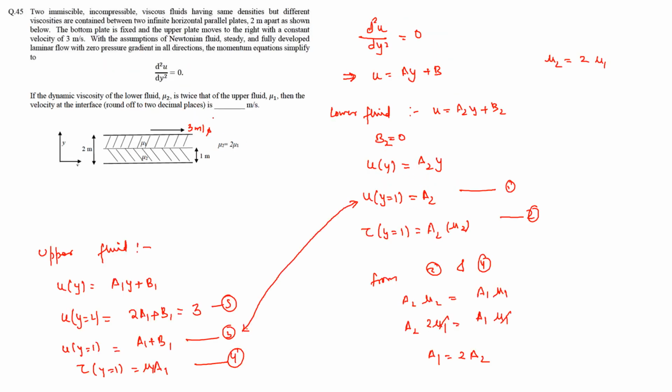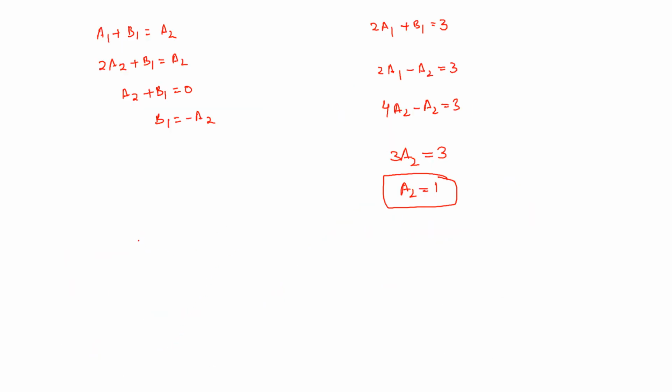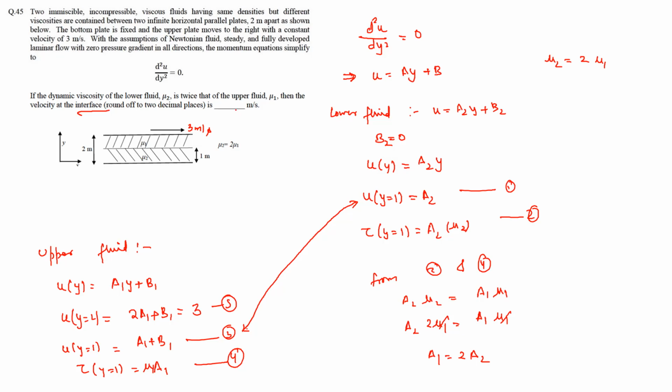Now since they are asking us to calculate the velocity at the interface, that will just be equal to a2, or you can also say that it is equal to a1 plus b1. So velocity at y is equal to 1, or at the interface, will be equal to a2, and that will be equal to 1 meter per second. And I guess that's the solution to this problem. So a little involved problem again, and this might be a bit time taking also.